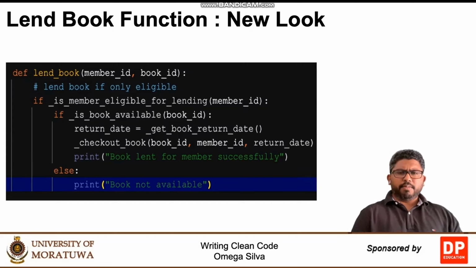Before we move on, I would like to emphasize what these two new functions do. The is member eligible for lending function only validates whether the member is eligible for lending. It does one thing, and hence this is a function with a single responsibility. The same goes with get book return date and is book available. These are also functions with a single responsibility, where one checks whether the book is available and the other calculates the return date of the book.